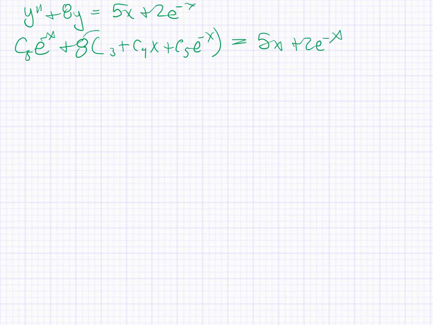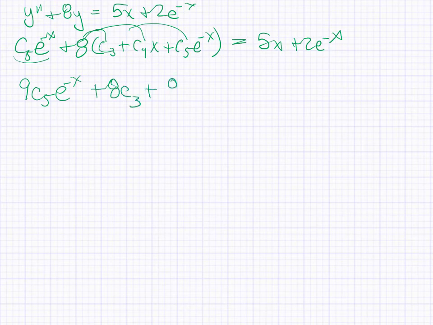Distribute this 8 in here, here, and here. Well, the only two things we can combine would be the e to the negative x's. So I'm going to have a c5 e to the negative x and an 8 c5. So basically I'm going to have 9 c5 e to the negative x plus 8 c3 plus 8 c4x.